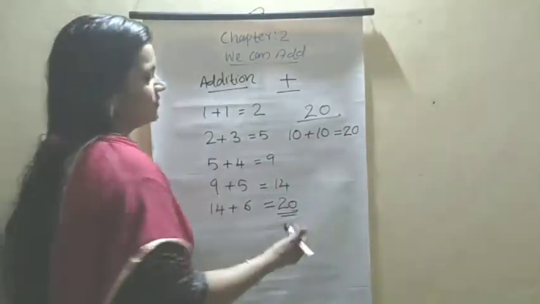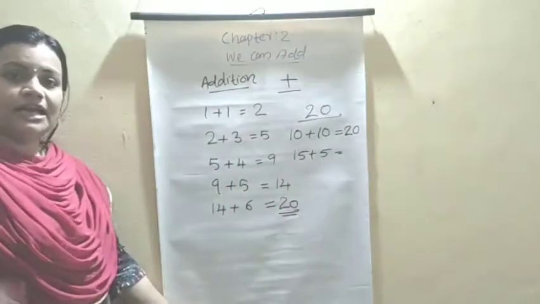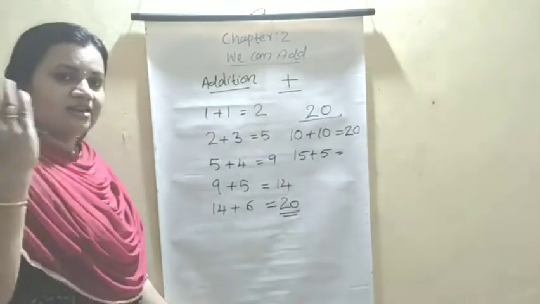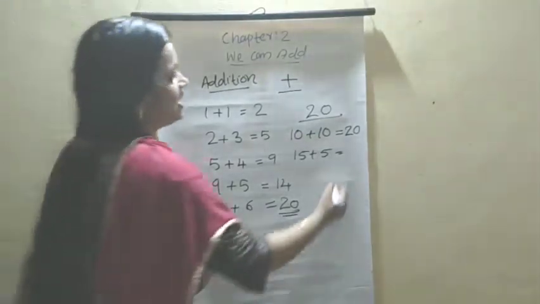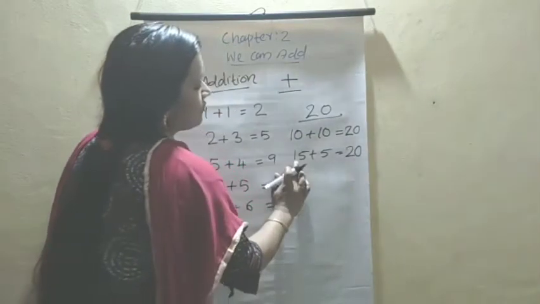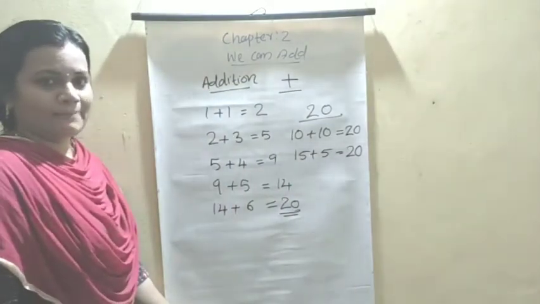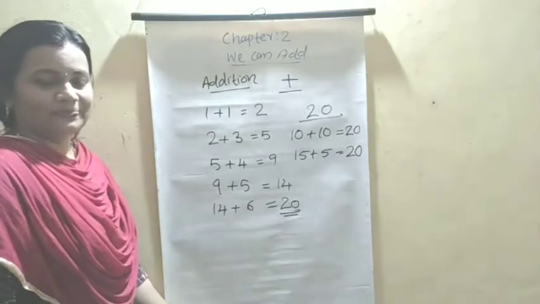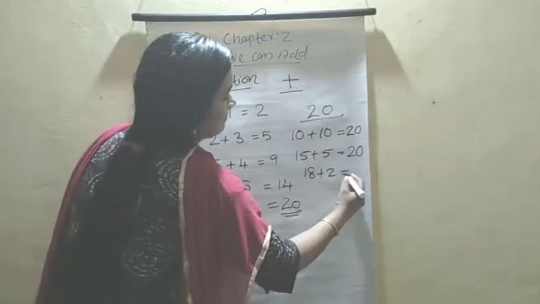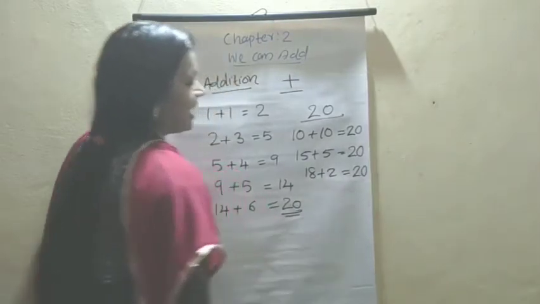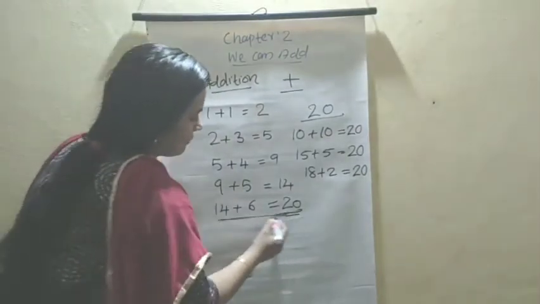Then to get 20 in different ways, make pairs. First write 15 plus 5. What is 15 plus 5? Take your 5 fingers and count after 15: 16, 17, 18, 19, 20. Again we got another pair. Can you see another pair? What is 18 plus 2? 20.